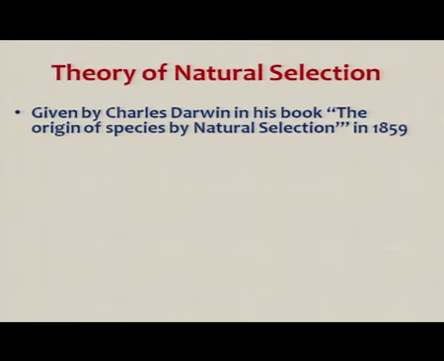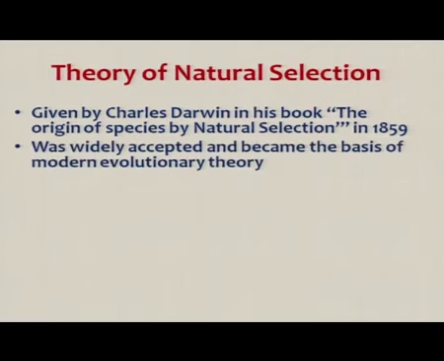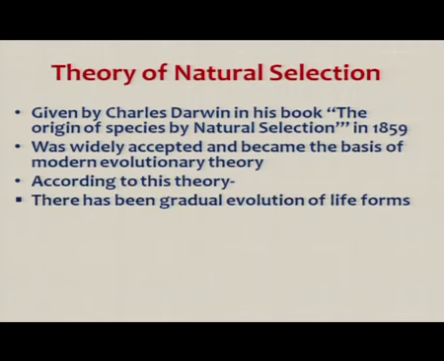So, what is natural selection? The theory of natural selection was given by Charles Darwin. The book which he published and put his idea in was The Origin of Species by Natural Selection in 1859. This was a widely accepted theory and in fact became the basis of modern evolutionary theory. According to this theory, there has been gradual evolution of life forms. The life forms have been slowly and steadily changing over a period of time.